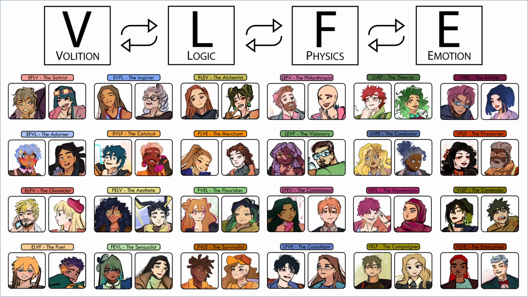So as you can see here, this creates 24 types. It's a 4 factorial. 4 times 3 times 2 times 1. And what you get is 24 types.